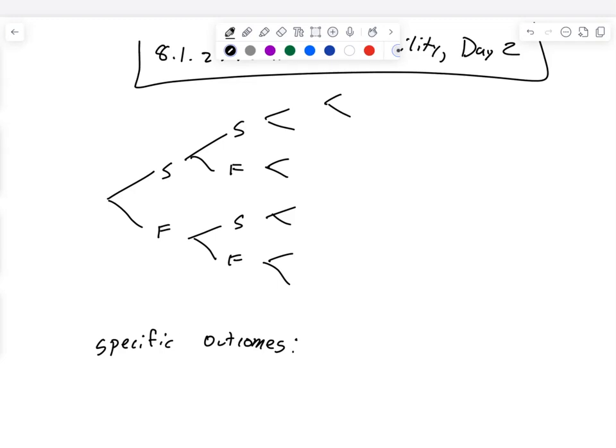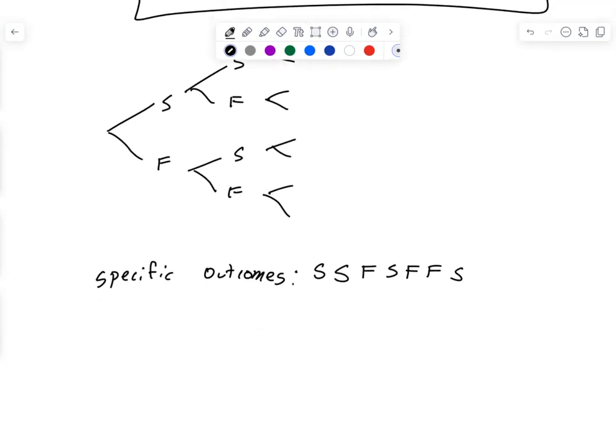Let's say we have success, success, failure, success, failure, failure, success. Okay? Now, in this problem, there's a couple of things. This is a specific event, a specific outcome: 2 successes, a fail, a success, 2 failures, and then a success.